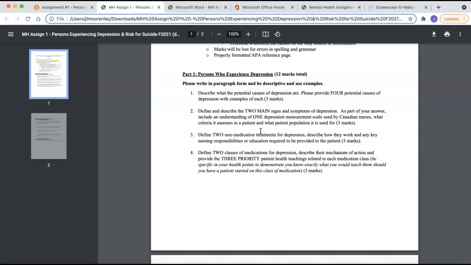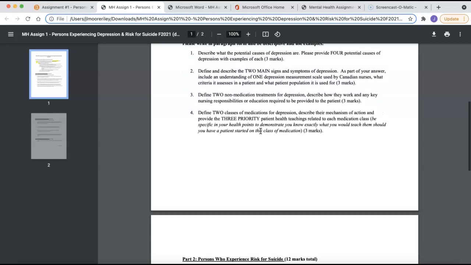What do you have to do? What do you have to monitor? What do you need to educate the patient on, either before, during, or after? Make sure you're very specific, not vague. The more vague, you could lose marks, because then you're not demonstrating to me that you know exactly what it is that your nursing responsibility would be, or your education would be.